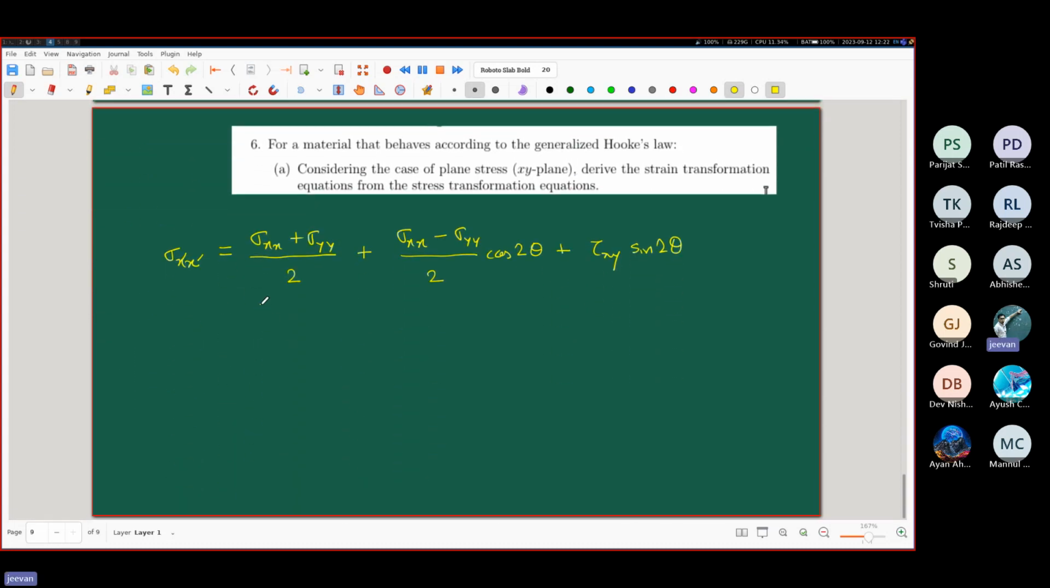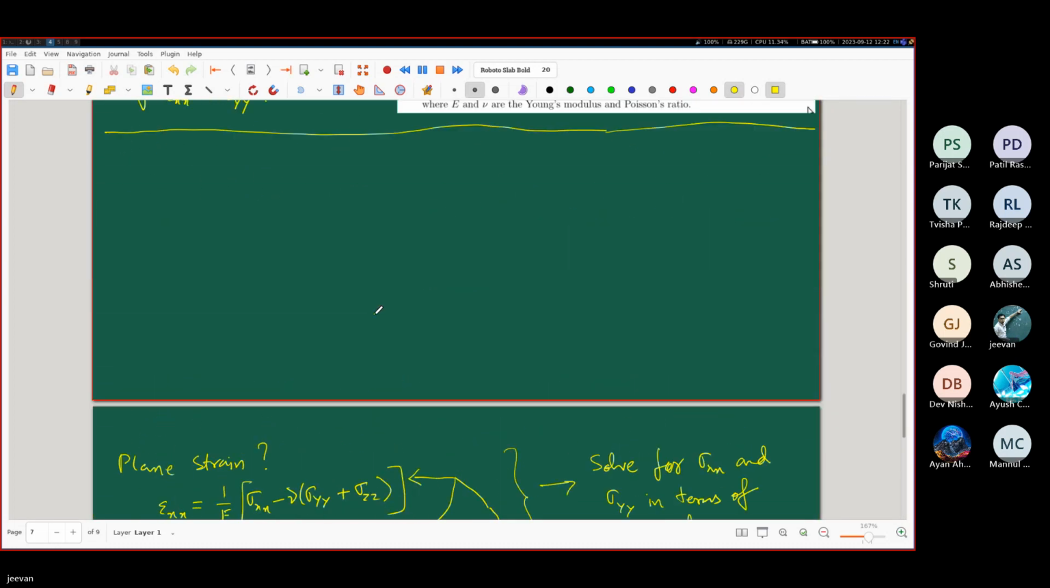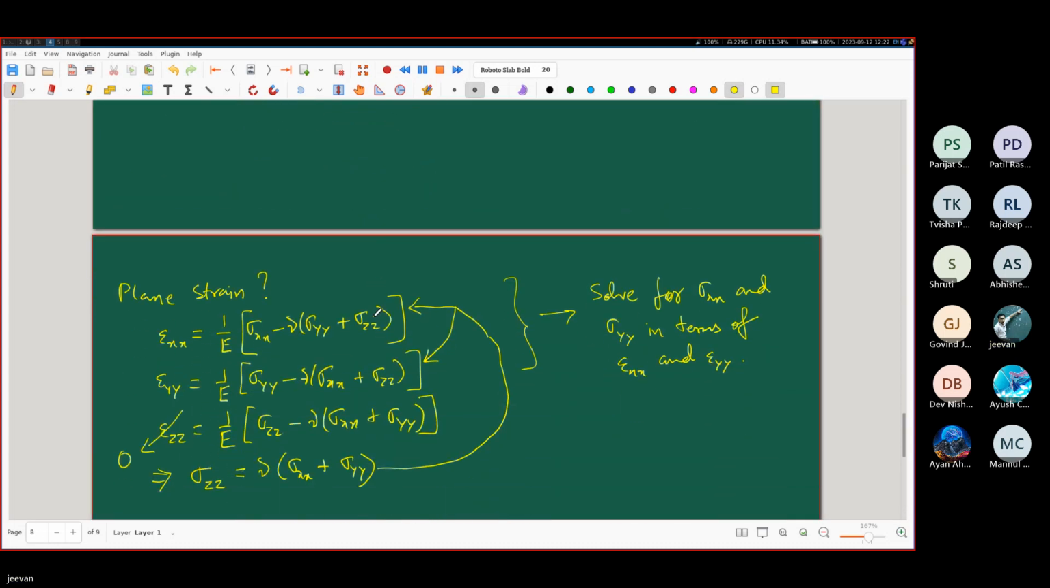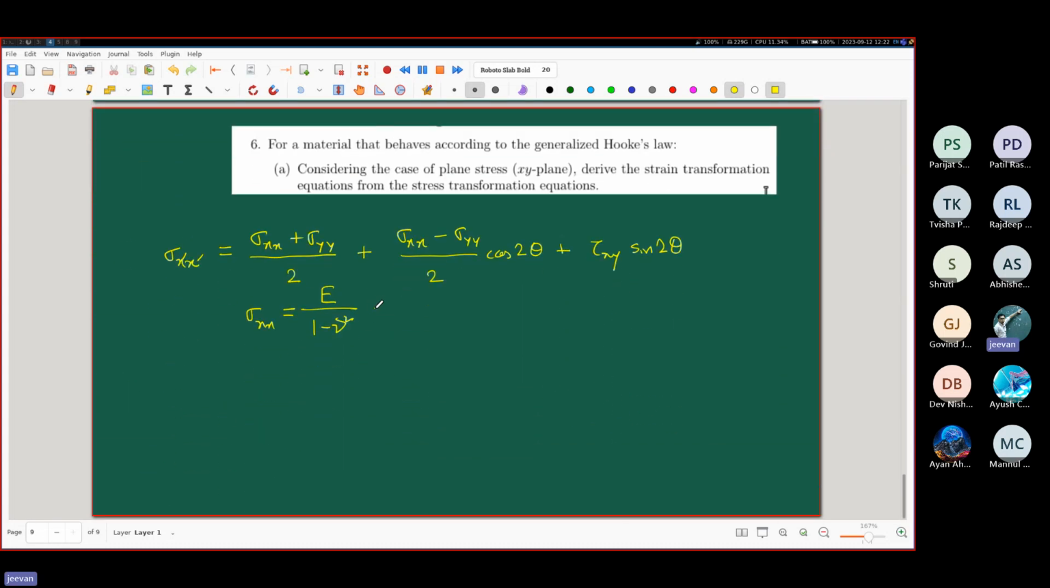So you substitute sigma xx is equal to E by 1 minus nu square, epsilon xx plus nu epsilon yy, and sigma yy is equal to E by 1 minus nu square, epsilon yy plus nu epsilon xx. These two things are fine, but what about the tau xy? What do we do with this?